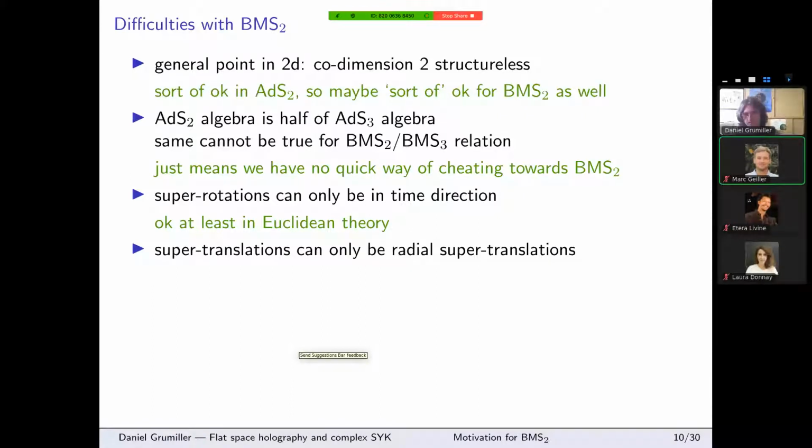perhaps the most severe potential difficulty is that, again, there's not enough room for super translations in the proper sense, because you cannot have angle-dependent translations if there are no angles, which is the case in 2 dimensions.